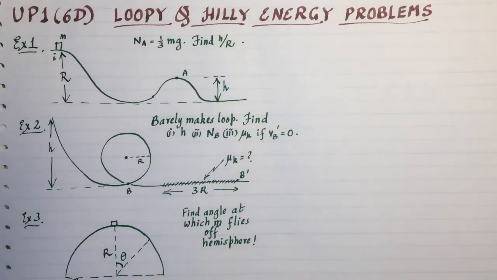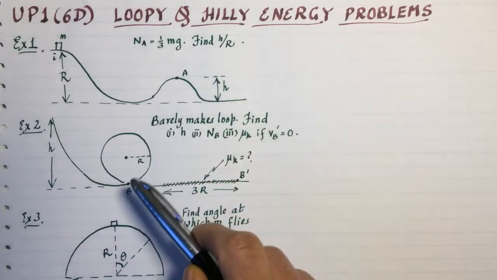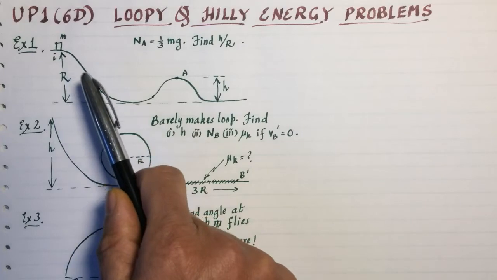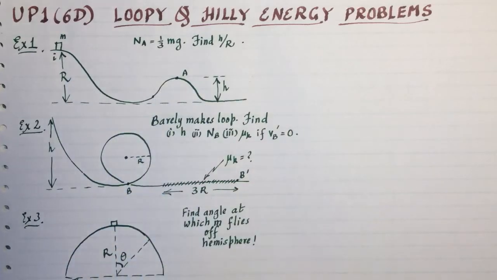In this video, we'll consider a number of problems, all of which share a common theme. In other words, there's a loopy or a hilly aspect to all of them. In the first problem, you have a particle starting from rest at a certain height r, and it encounters a hill of radius h. We are told the normal force at the top of the hill is just 1/3 its weight. And you're asked to find the ratio of h upon r.